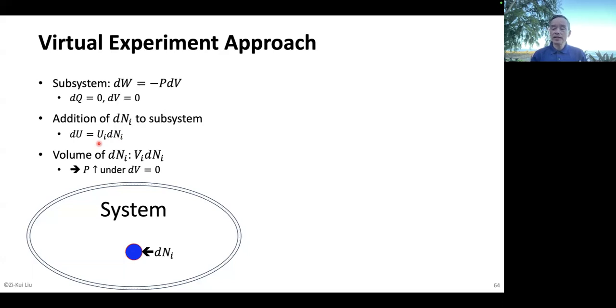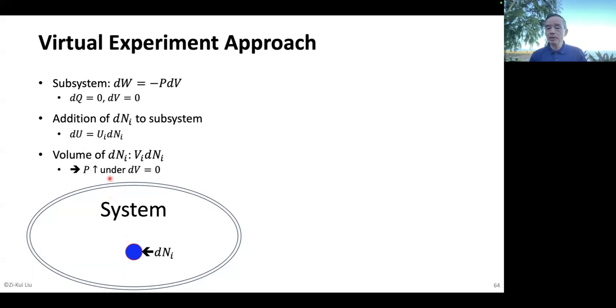However, I also know that this component dni also has a volume, which is vi dni. So that means the subsystem volume would have to increase. However, we say the volume is constant. That's our condition, right? Because we only want to change the mass as the independent process. So that means the pressure of the subsystem will increase, because dV is fixed.